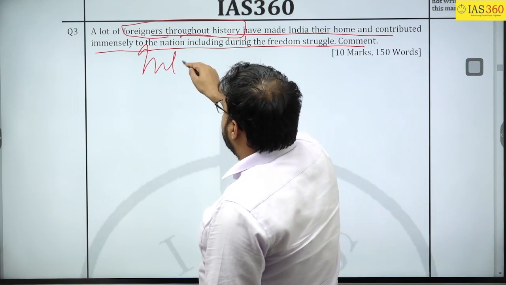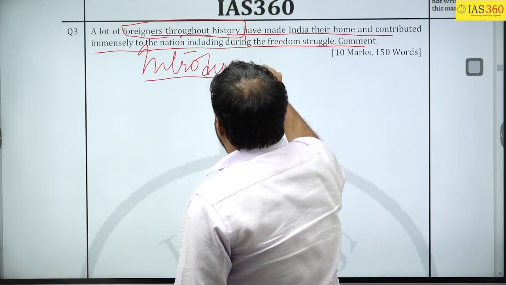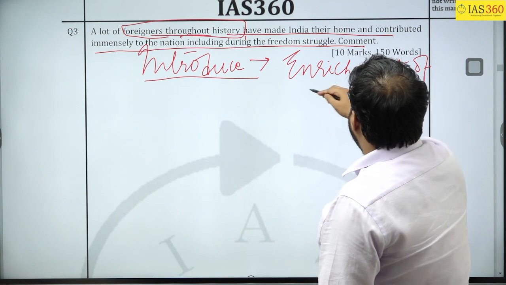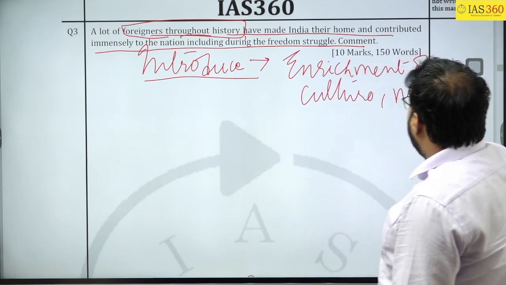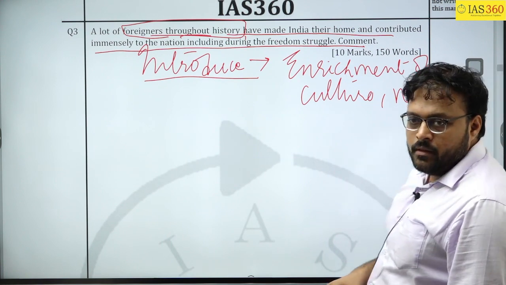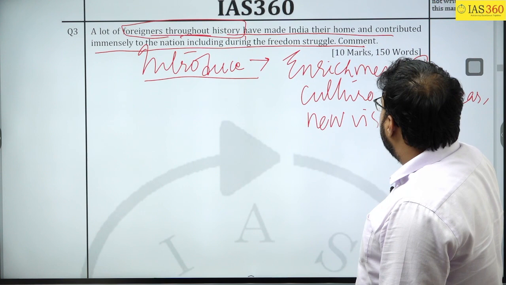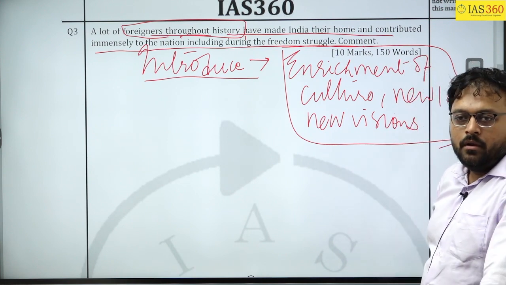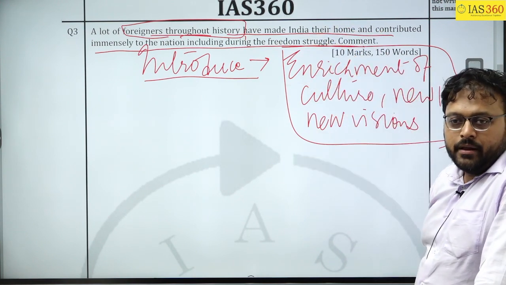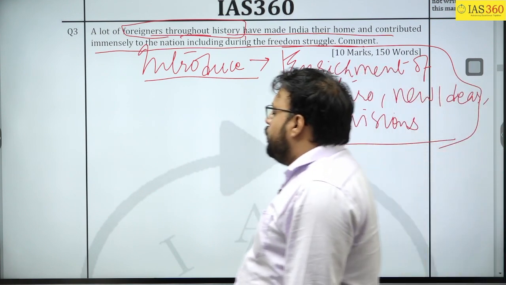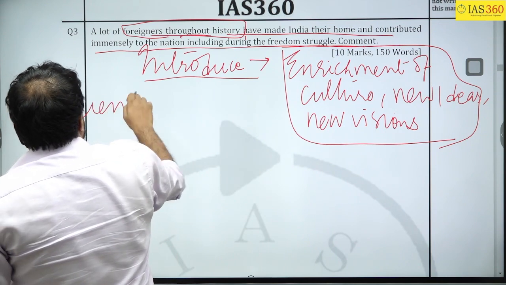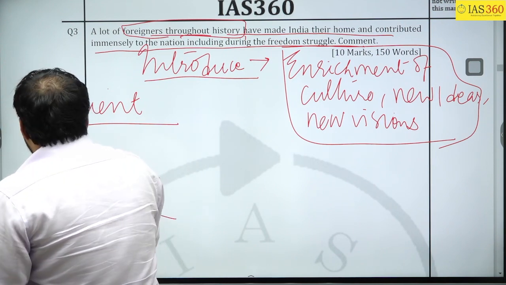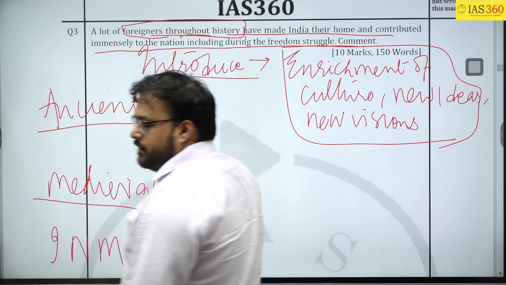So, how will you introduce this question? You can introduce it by mentioning the enrichment of our culture, the arrival of new ideas, new visions, that has always helped India to grow more and more. It is because of the foreigners who came and settled down in India. After that, you can divide your answer into the foreigners who came during the ancient period, the foreigners who came during the medieval period, and the foreigners who came during the Indian national movement.